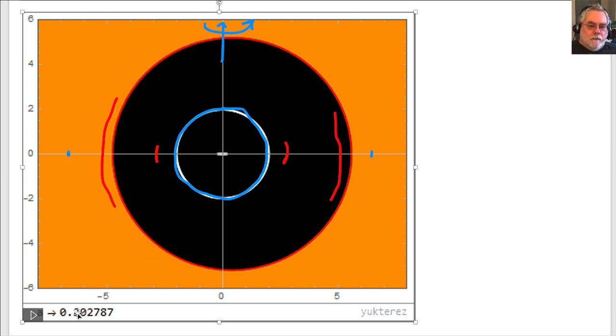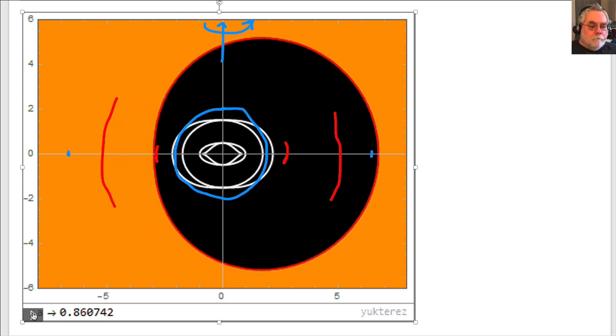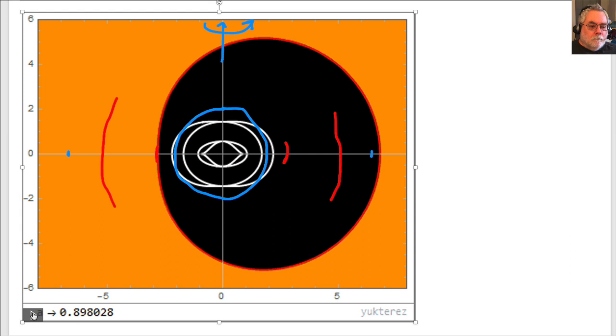Now let's add about 90% of rotation. Okay, this is about 90%. The black hole shadow has moved laterally from our perspective. It has changed shape. It is scrunched to the left and bulging out to the right.